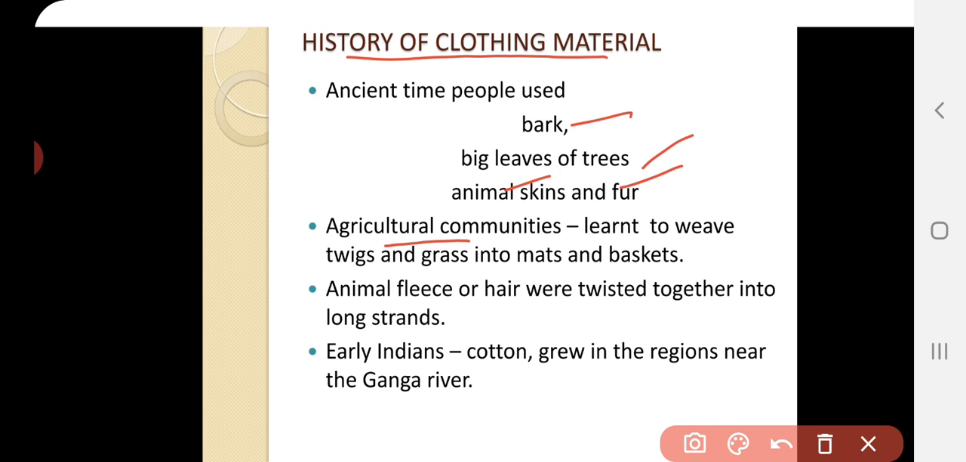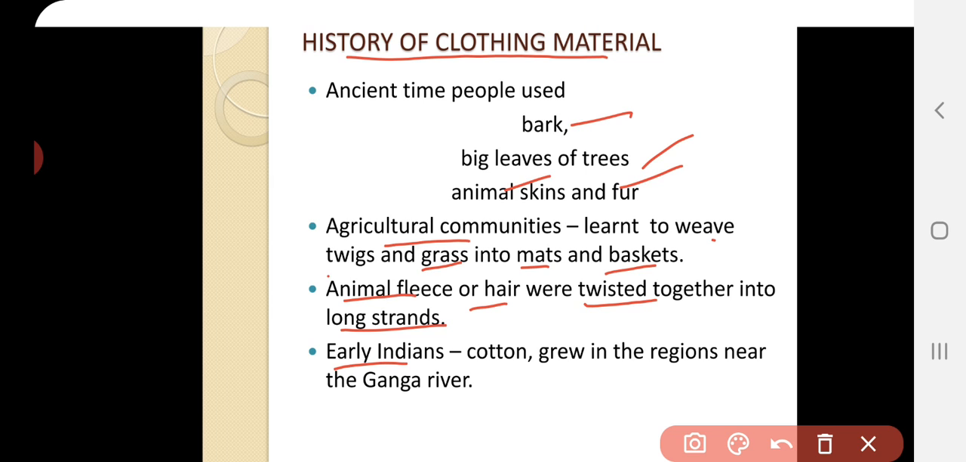And in agricultural communities, when they started agriculture, they learned to weave twigs and grasses into mats and baskets. So during that time they started to learn weaving, making mats and baskets. Later they started to extract animal fleece, which is nothing but hair, and it was twisted together into long strands. Finally they made yarn. Then they started to make fabric.